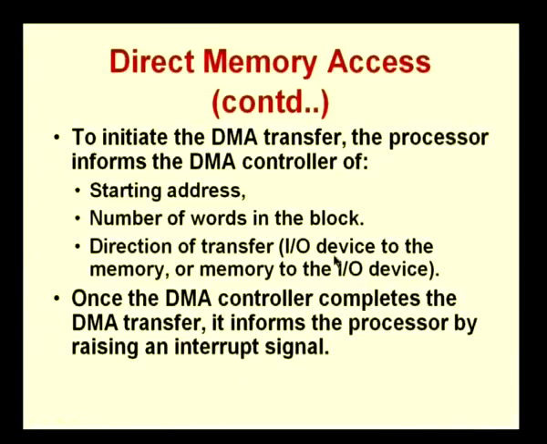If you are looking at an input process, that means you are looking at data coming from the IO device to memory, and if it is an output device, then data is going from the memory to the IO device. So, whether it is an input or an output operation, that determines the direction of transfer. Whether it is an input or an output, what is the starting address in memory from or to which data is to be transferred, and the number of words starting from that particular address. These are the three parameters that will have to be specified for the DMA controller to start its operation.